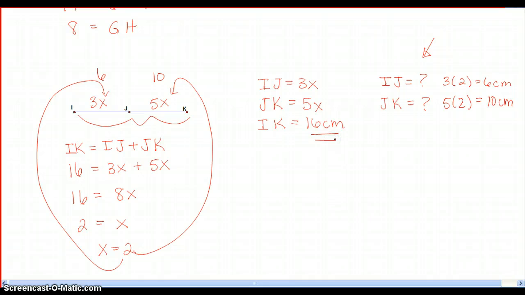So that is a brief explanation of how we're going to use the segment addition postulate and all of the algebra skills that we've been practicing throughout this year.